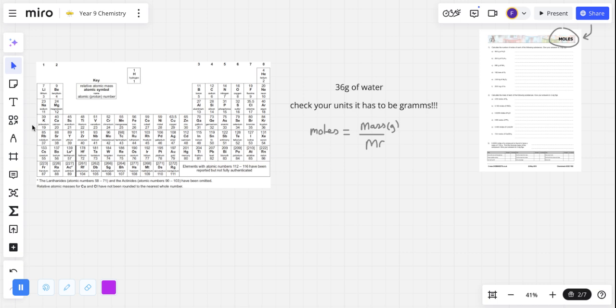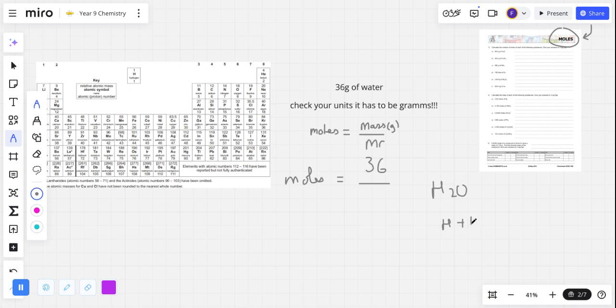Now, the formulas are on the sheet. So water is H2O. I want to work out the number of moles. Mass is 36. The Mr, relative formula mass, of H2O: I'm going to go H plus H, there's 2 hydrogens, and 1 oxygen. 1 plus 1 plus 16. That gives me 18. Moles equals 36 divided by 18, so moles equals 2.